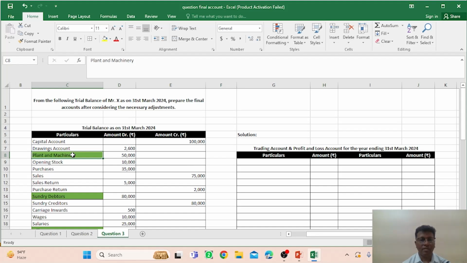So it is the personal expenses. You are withdrawing some fund from the business organization for your personal use. It means the capital is reduced by that particular amount. So drawing would be subtracted from the capital account in the balance sheet liability side. The next item is plant and machinery. So plant and machinery, 50,000 is given to you. It is an asset.